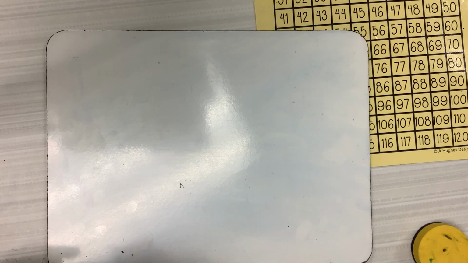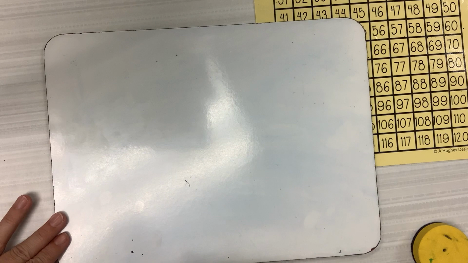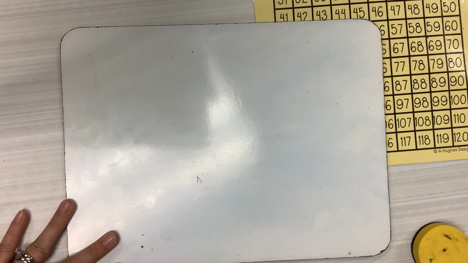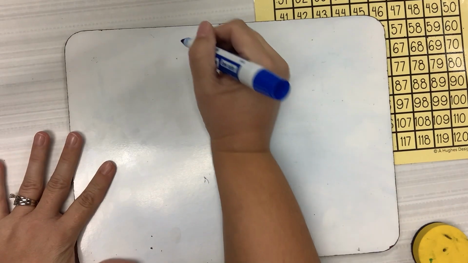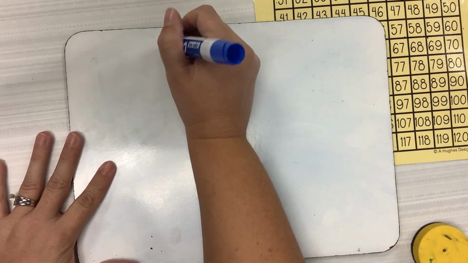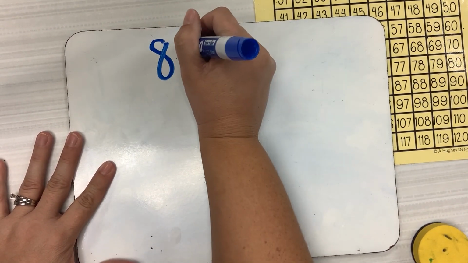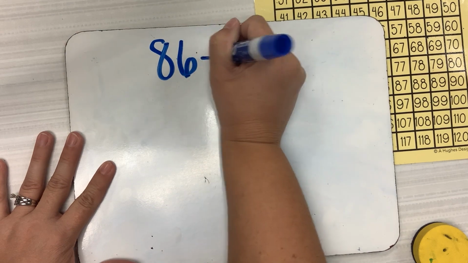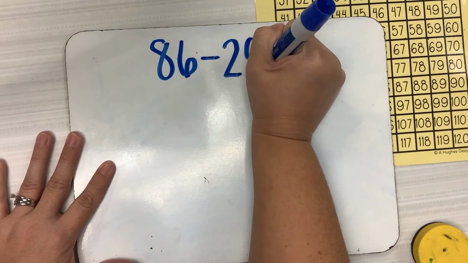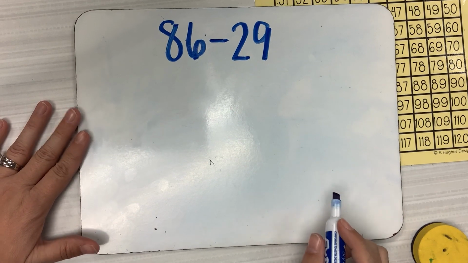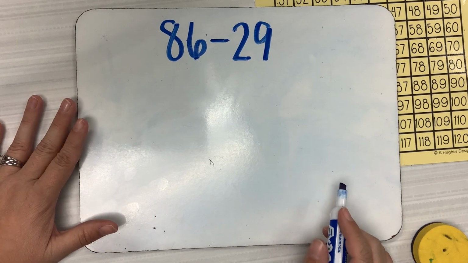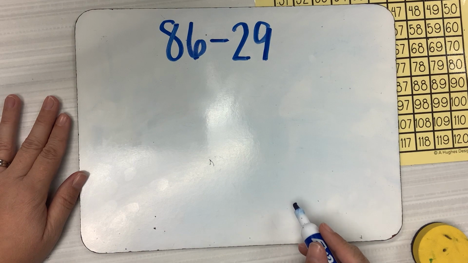This is a video on all the subtraction strategies we've used in our class. We're going to start with the subtraction problem 86 minus 29. The first thing we learned is base 10 shorthand.